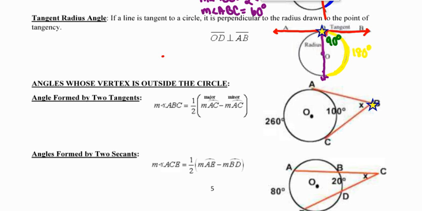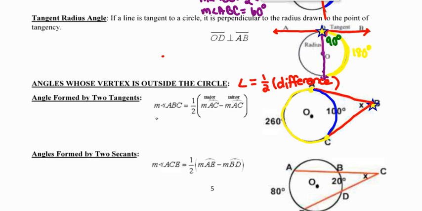The rule for an angle whose vertex is outside the circle says that the angle measure equals half of the difference of the two arcs that angle intercepts. So this is a little different. Let's go take a look at the two arcs that angle intercepts. Those red line segments represent our angle. One of the arcs is going to be that major arc of 260 degrees. The second of those arcs is going to be the minor arc of 100 degrees.